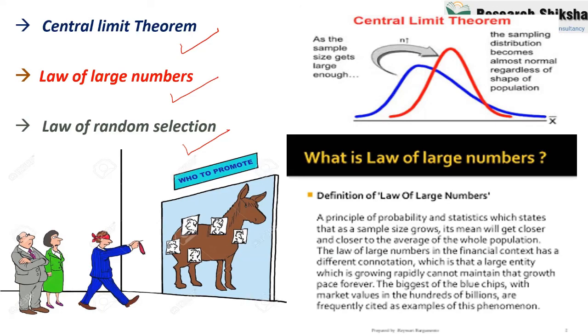I hope you understand the central limit theorem, so let me repeat once again. The central limit theorem says that if your sample size increases, the distribution of the variables tends to be normal. The law of large numbers says that if you increase your sample size, you will get more accurate results. Random selection says that if you select your sampling units randomly, you will get more accurate results. So these are the three laws which are very important in defining the results of a sample survey.